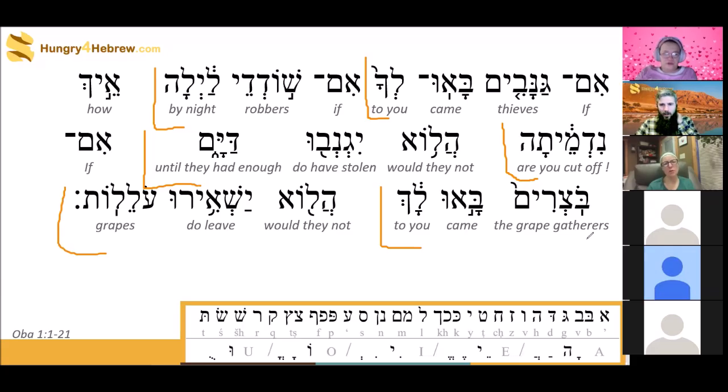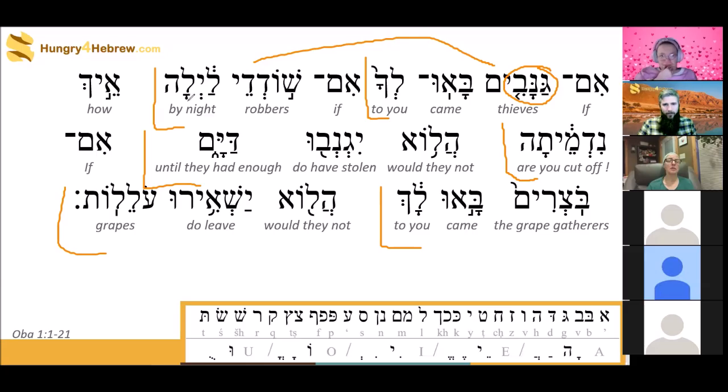All right, so we've split this up according to the cantillation marks, and so God is like building up this argument. Okay, if thieves would come to you, there's that word ganav. The pattern of this word is someone who does or is known for doing something, right? So ones who steal. Im ganavim ba'u lecha, if they were to come to you, im shodade laila, saying the same thing twice, so this is parallel with that.